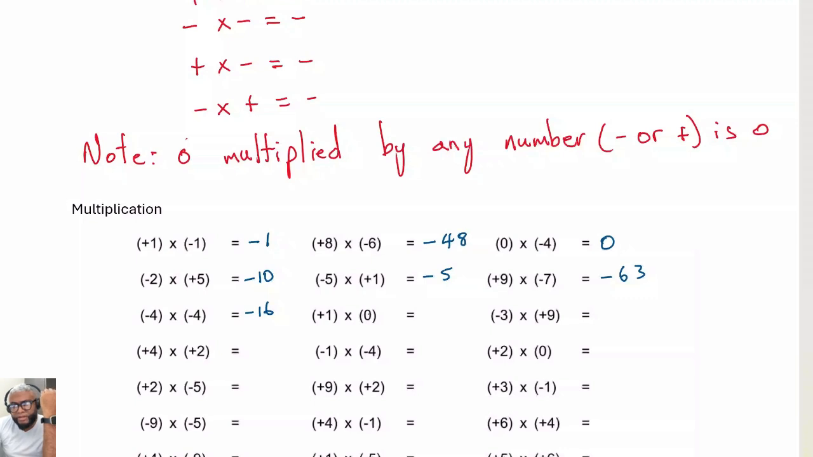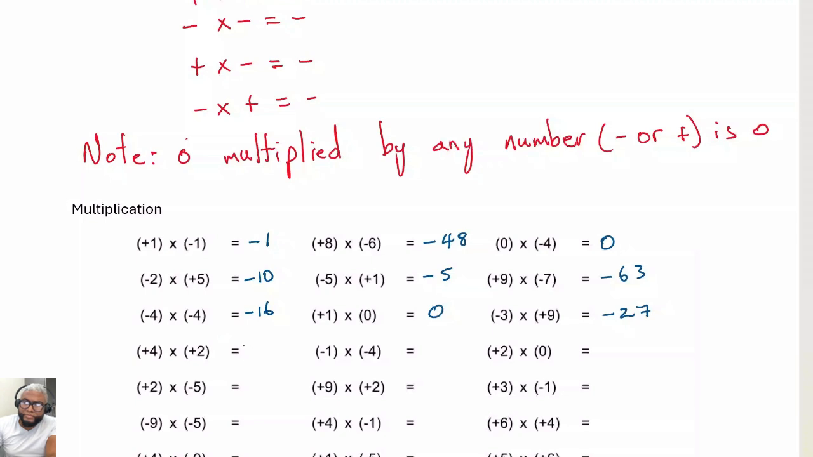Taylor, positive 1 multiplied by 0. Positive 1, sir. No, sir, 0. My bad, sir. It has no positive or negative, right? It says 0. Note, 0 multiplied by any number, positive or negative, is 0, right? Torrington, -3 multiplied by +9. -27. Zia, +4 multiplied by +2.